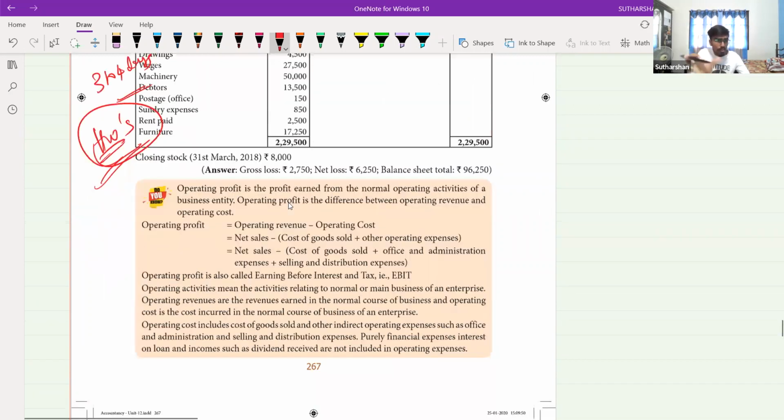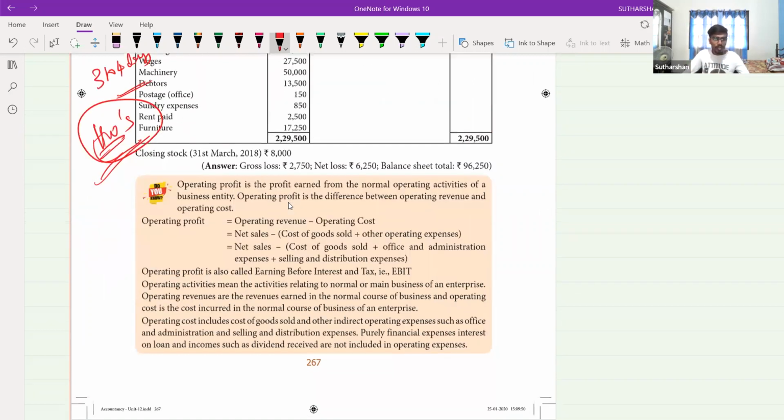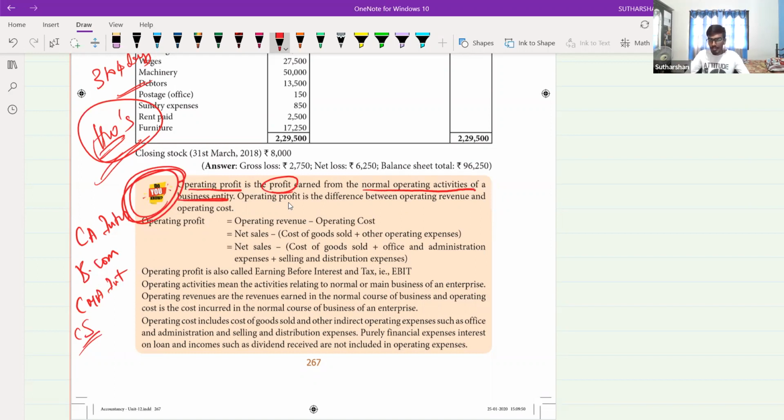Okay, and this, do you know, is a most important part. It will help you in your CA inter career, or it will help you in your BCom career, or if you are studying for CMA, it will help you, or if you are studying for CS, it will help you. This is important. What is given? Operating profit. What is operating profit? Operating profit is a profit earned from the normal operating activities of the business entity. What are normal business operating activities?